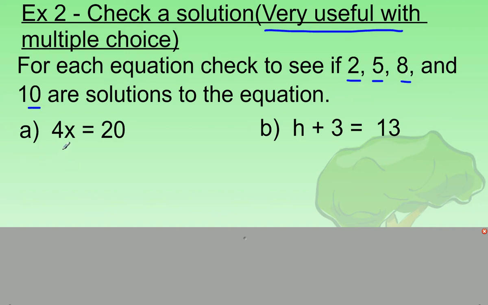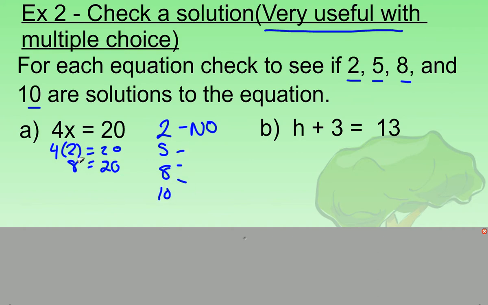So if I plug in a 2, 4 times 2 equals 20. And I would check the math. Well, 4 times 2 is 8. Does 8 equal 20? The answer is no. So 2 did not work. So 5, 8, 10. Okay, and I'm going to try the next number.